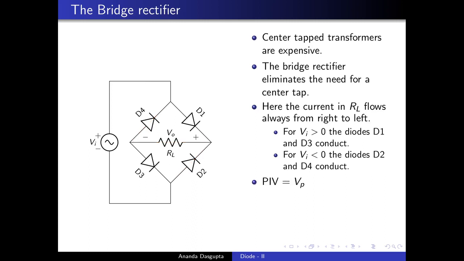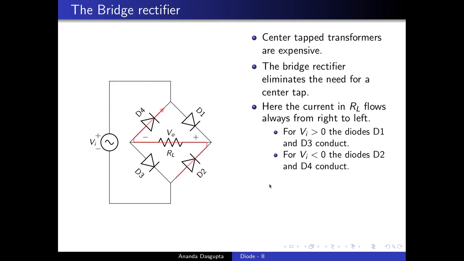And what about the peak inverse voltage? It turns out that the bridge rectifier has an advantage in this department as well over the full wave rectifier circuit that we studied a while ago. Well, the peak inverse voltage here turns out to be just equal to the peak value of the supply voltage. And let's try to understand why.